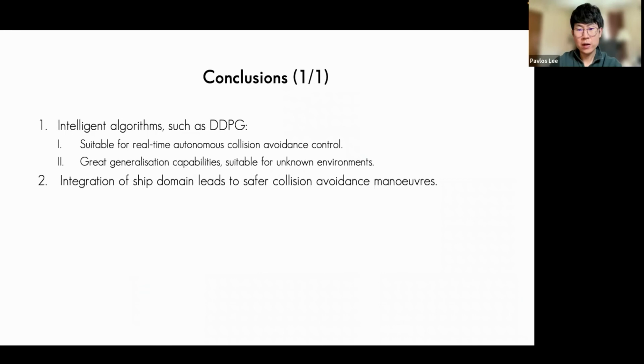The conclusions derived from this study include, first, that the DDPG algorithm is suitable for real-time control of the autonomous collision avoidance, and that it has great generalization capabilities, which means that it can use the knowledge acquired from previous training and make decisions in new environments. Second, it was concluded that the consideration of safety zone leads to safer collision avoidance maneuvers, such as choosing to exit through the widest gate and not choosing the shortest route, which is the optimal one.